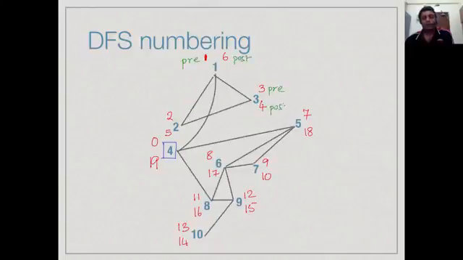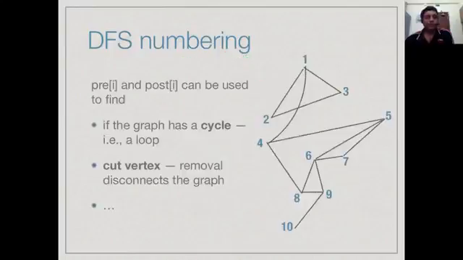It turns out that this pre and post value can be very helpful. We can find out things like whether a graph has a cycle, so whether a graph has a loop like this. Or we can find out whether there are vertices like this. This is a special vertex, because if I remove this 4 from the graph, the graph which was earlier connected, where everything could reach everything, is no longer connected, because there's no way now to get from 1 to 3 to this lower segment. So are there such cut vertices? These are various things that can be computed using these DFS numbers.